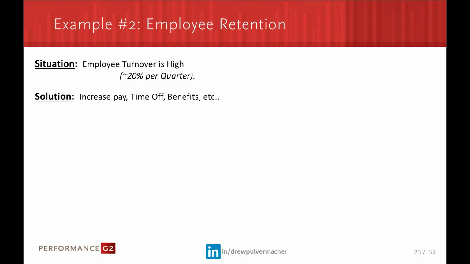Employee retention. This one's coming up more and more these days. It's HR analytics. Common situation: employee turnover is high, 20% per quarter. Solution: well, we're going to increase pay, time off, and other benefits.